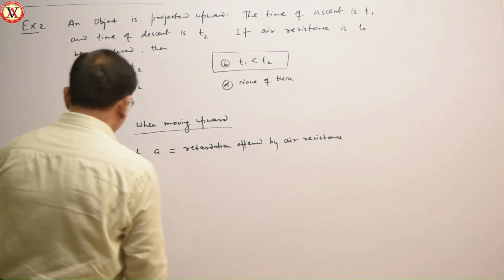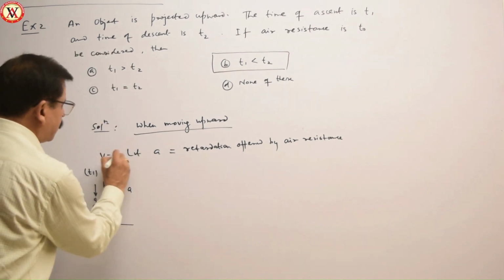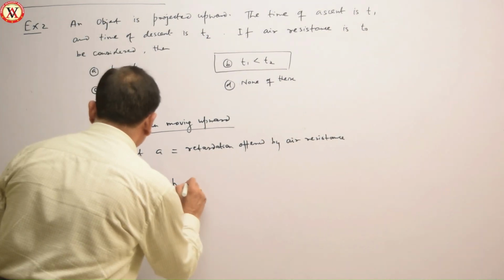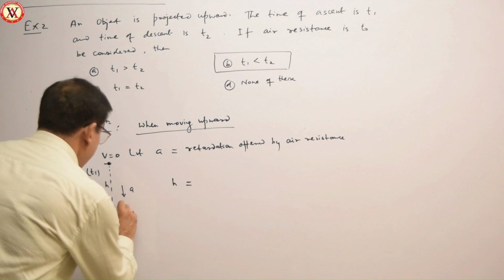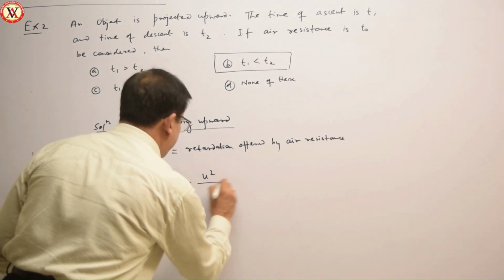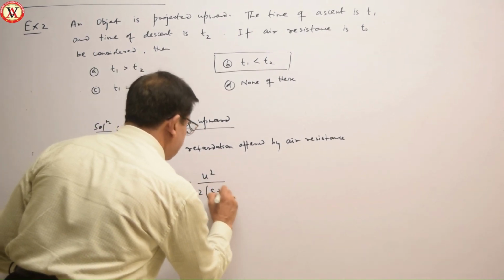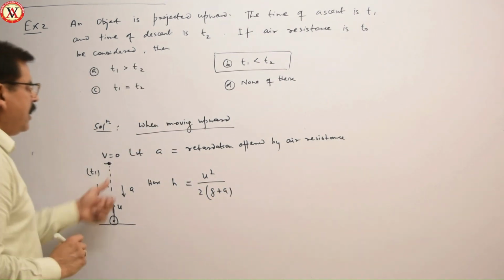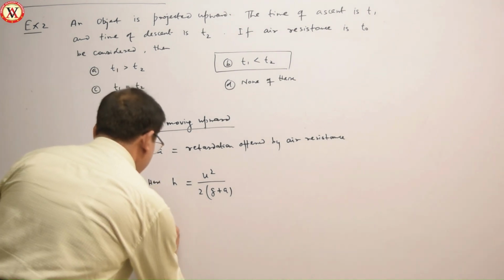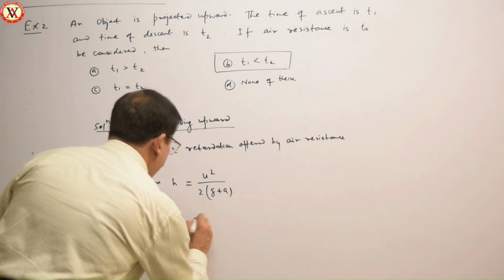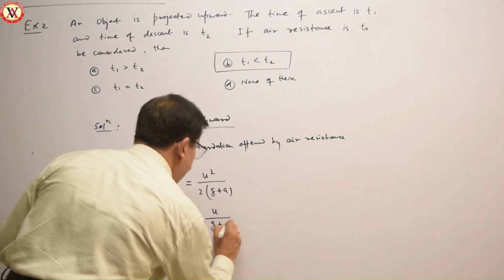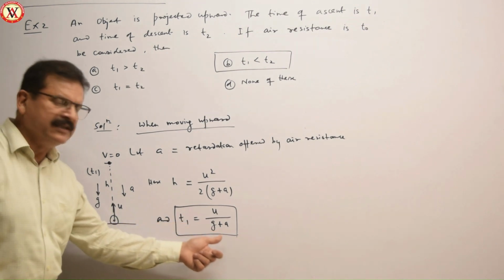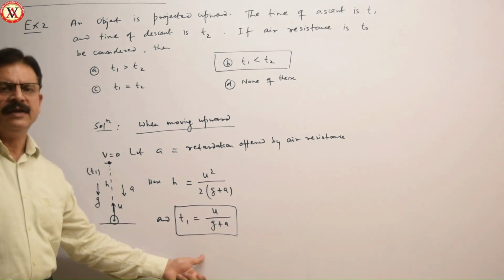So what do we get at the maximum height? v is 0. So h will be u square by twice g plus a. And if we use the time, it will be u by g plus a, because v is 0, so you could write v equal to u minus gt, but the effective g is g plus a, so you get t1 as u upon g plus a.